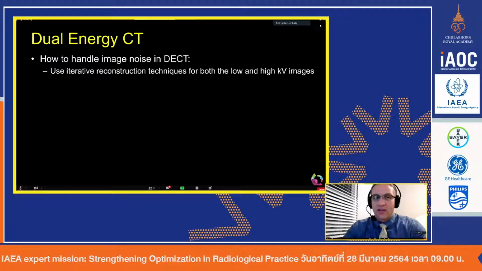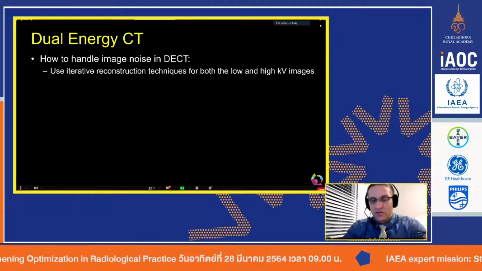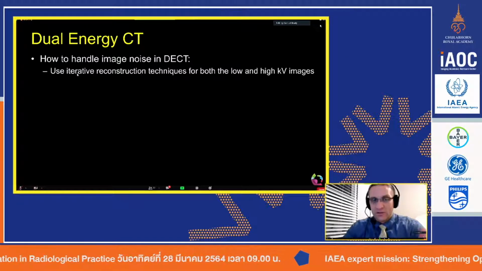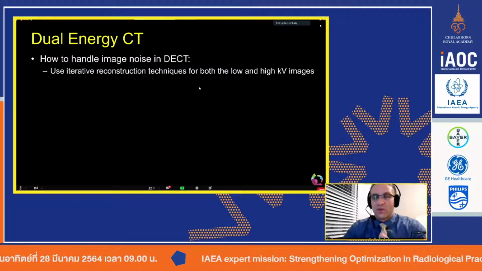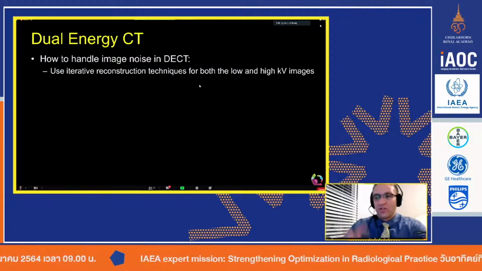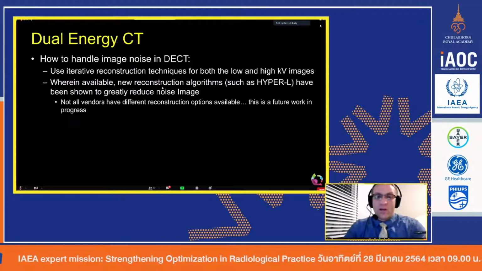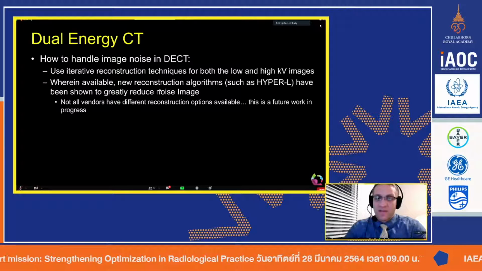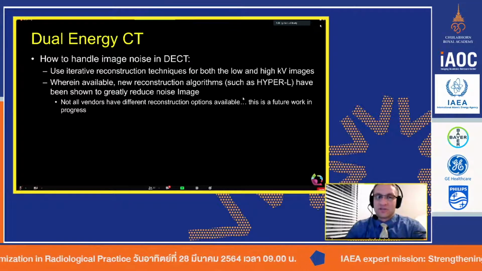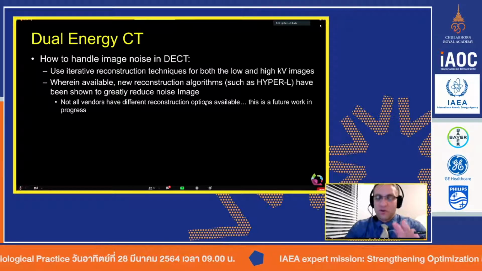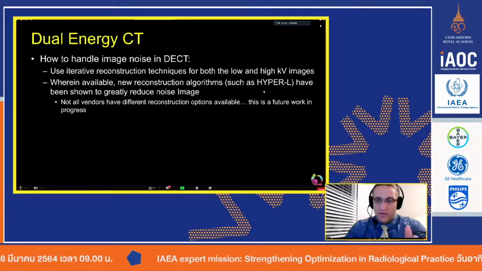So how do we handle image noise in dual energy CT? Well, we can actually use different reconstruction techniques. We can use iterative reconstruction, which is standard on all CT scanners now. And therefore, we can clean up both the low energy and the high kV images. Where it's possible, there have been many publications out there demonstrating different types of reconstruction. And if your vendor has those types of reconstruction algorithms, you should use those.